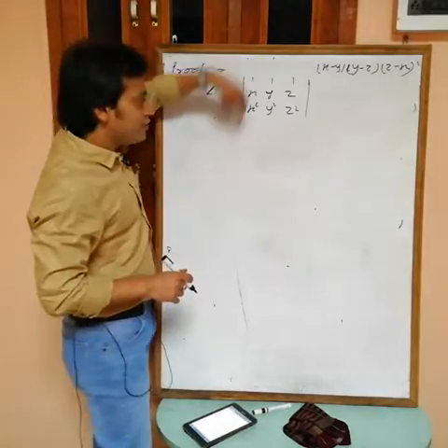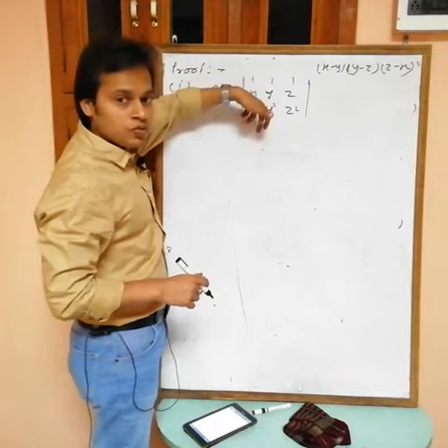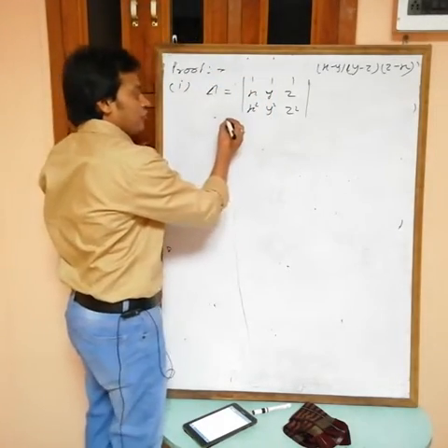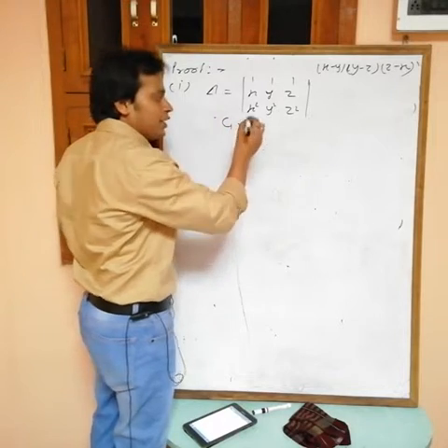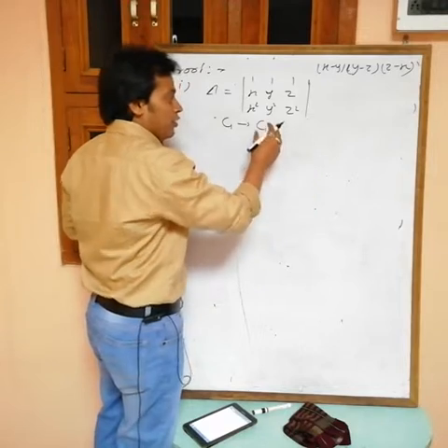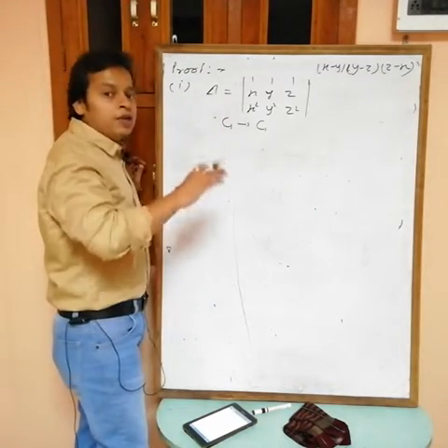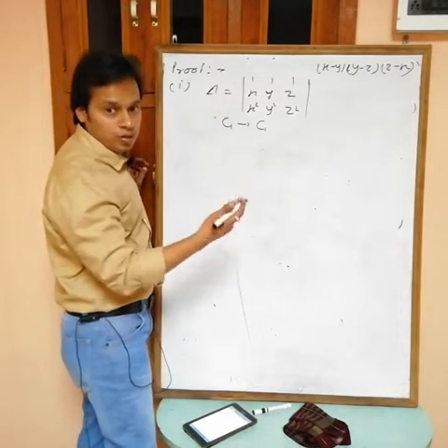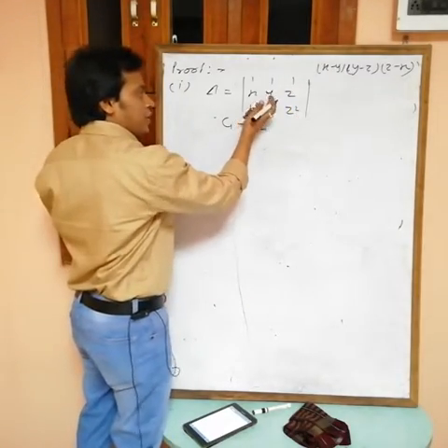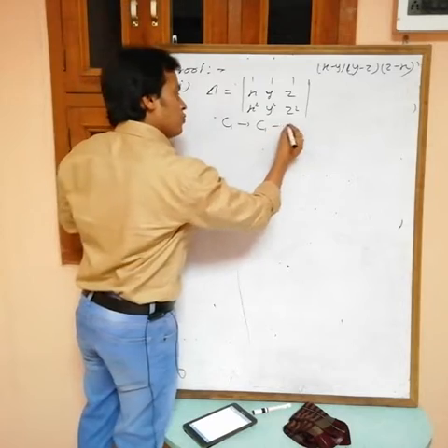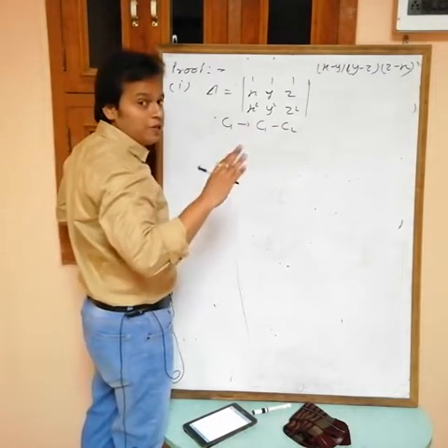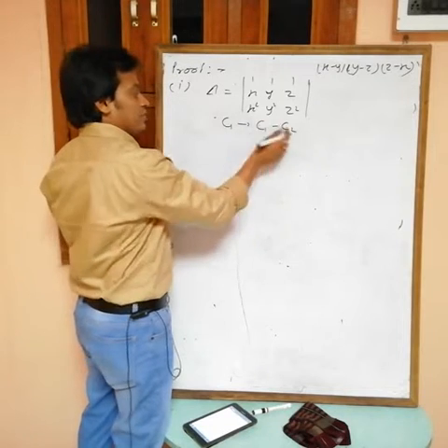So this is the first column, C1, and this is C2. I want to subtract C2 from C1. So I am performing a column transformation. I am changing C1, so C1 must be added. Now in C1 you can add or subtract the constant multiple of another column. I want x minus y, so I am subtracting C2 from C1, so minus C2. C1 must be added and C1 must not be multiplied with any constant. So C1 minus C2.